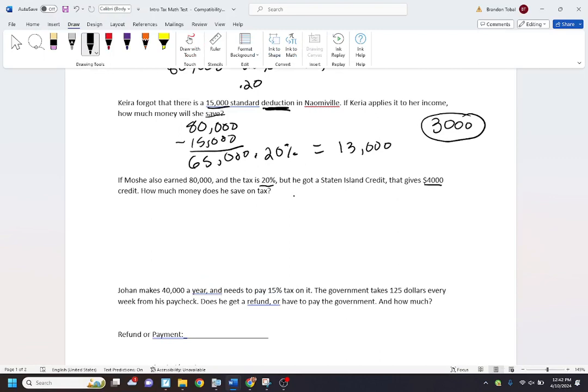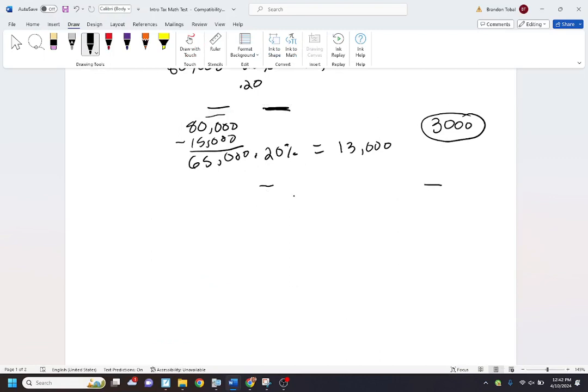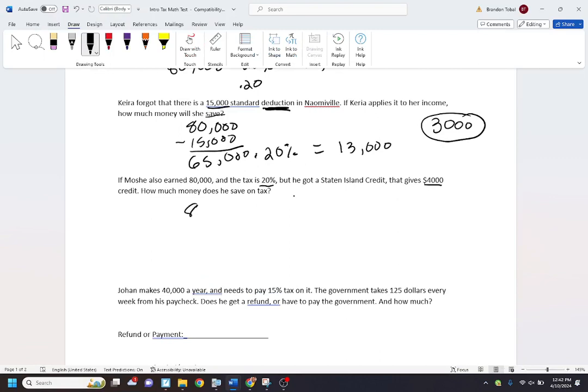So it's 80K. It should be 20%. Put that on the 80K times 20%. So he's expected to pay 16,000. But since this is a credit, you subtract that from the taxes directly. So if he gets a 4,000 credit, you subtract $4,000 from it, and you should get 12,000.